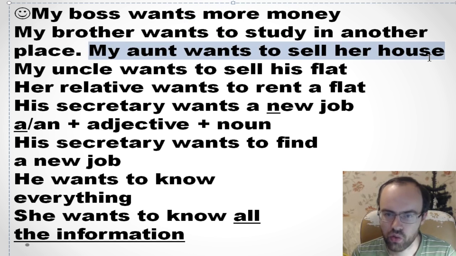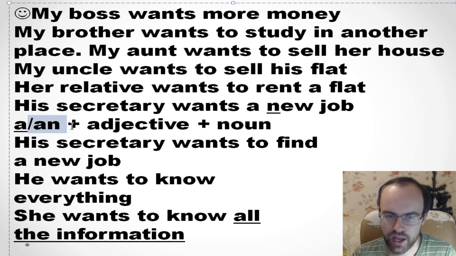My aunt wants to sell her house. My uncle wants to sell his flat. Her relative wants to rent a flat. His secretary wants a new job. Don't forget to put a. So remember this structure, a plus adjective plus noun. So new is an adjective and job is a noun. Okay? So his secretary wants to find a new job.